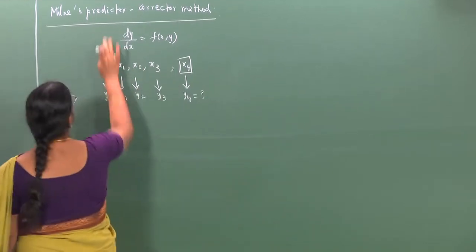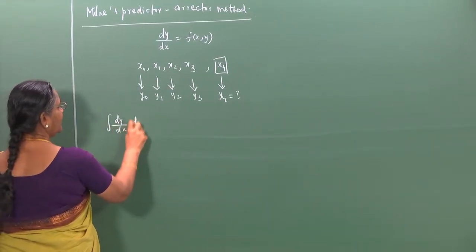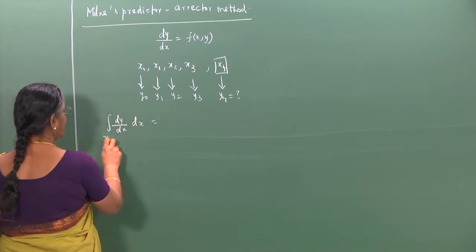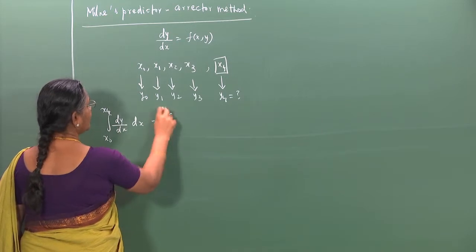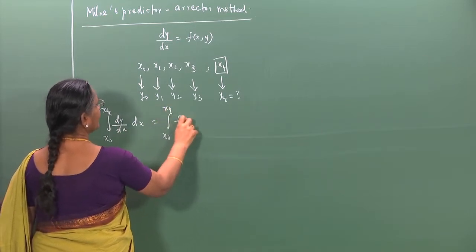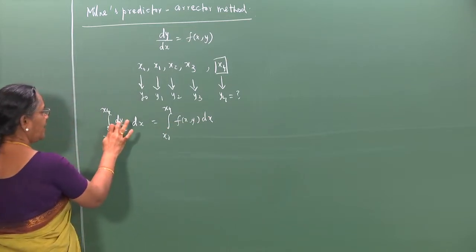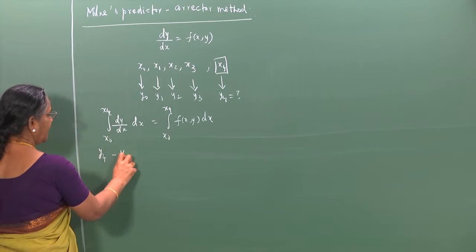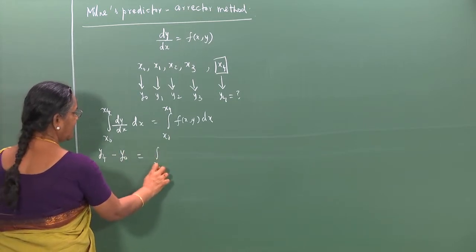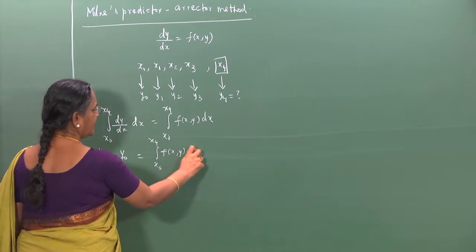So, we integrate dy by dx equal to f of x comma y with respect to x between x0 and x4. So, integral x0 to x4 f of x comma y dx. So, this gives you y between x0 and x4. So, y4 minus y0 is integral x0 to x4 f of x comma y dx.